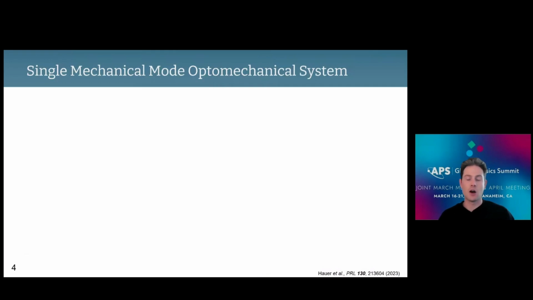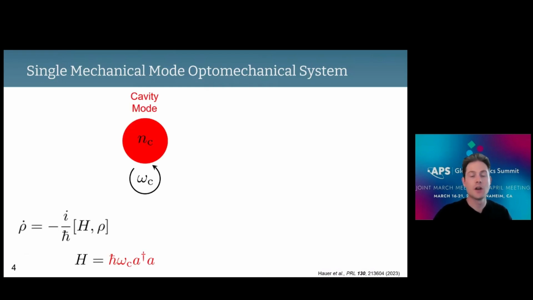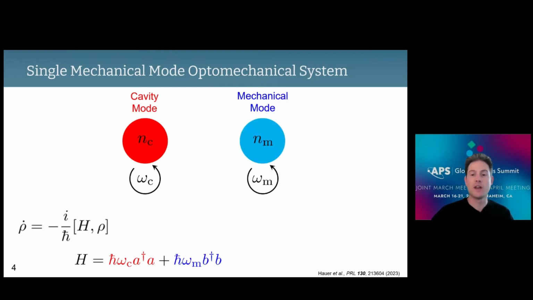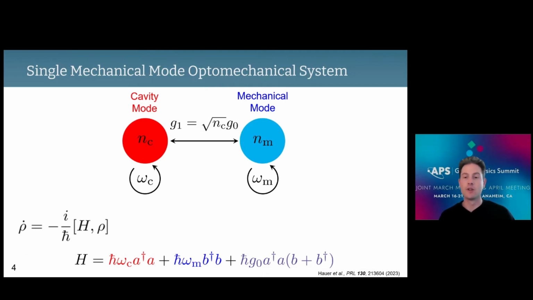So let's understand the math behind a single mechanical mode optomechanical system. We're going to use the master equation and Hamiltonian to describe this, starting with our cavity mode. We then take a mechanical mode, and if we allow them to interact through this coupling term G, we're going to add that term to the Hamiltonian.